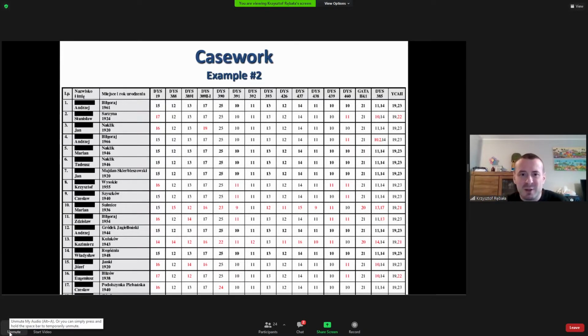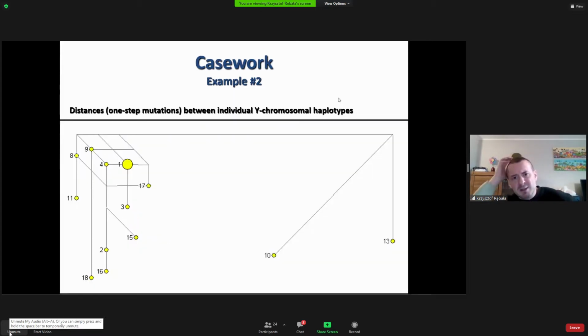So what we found, for example, here you can see in red, we labeled in red alleles which are different from alleles found in Mr. Andrzej's Y haplotype. And here you can see the results presented graphically as genetic distances between different Y chromosomal haplotypes. For example, this node number 1 is so large because there are several individuals hidden in it. They not only share the surnames, but they also have the same Y chromosomes, the Y chromosomal haplotypes.